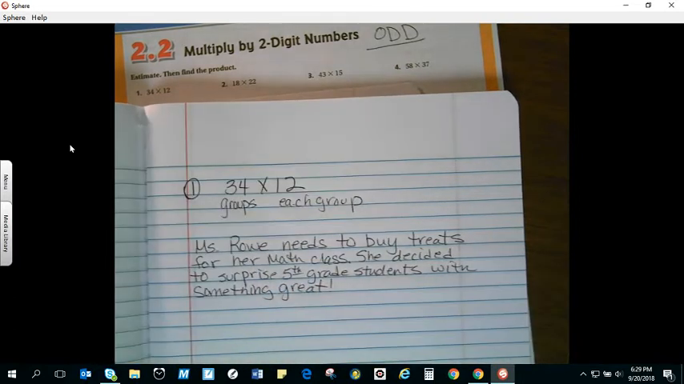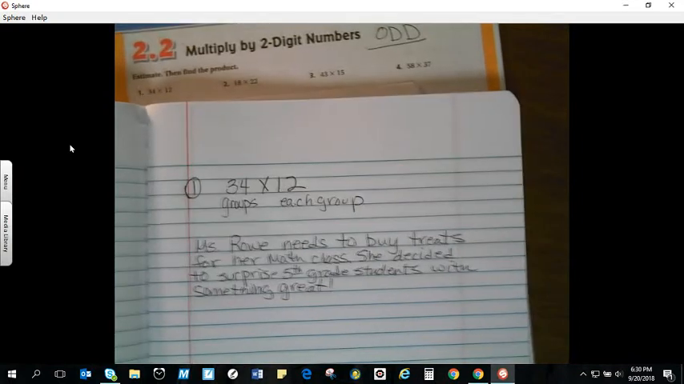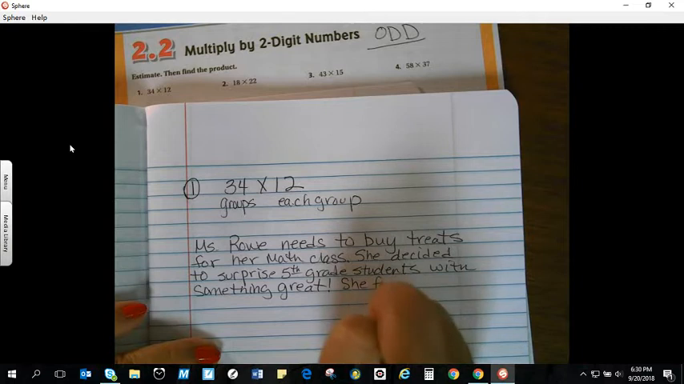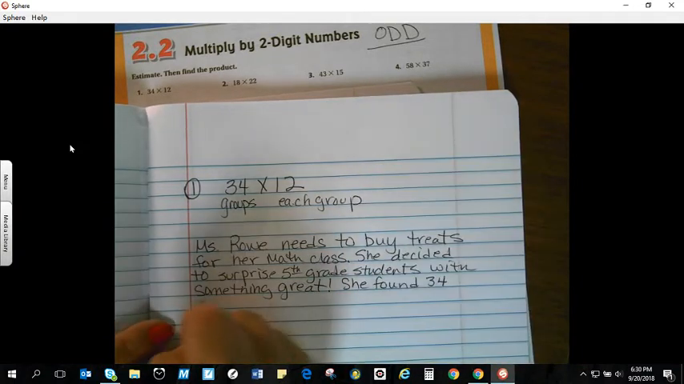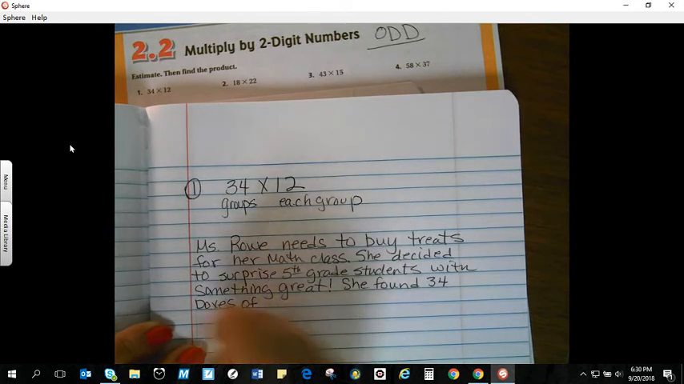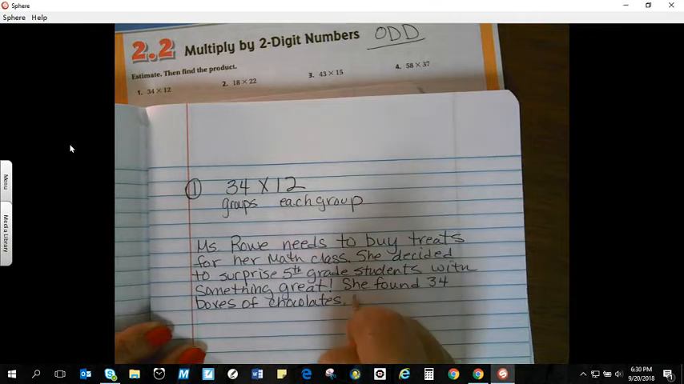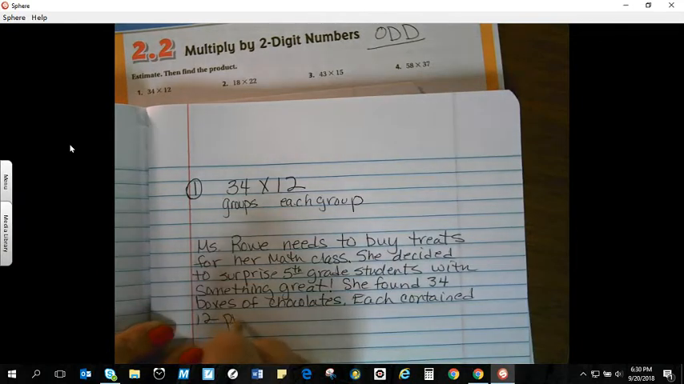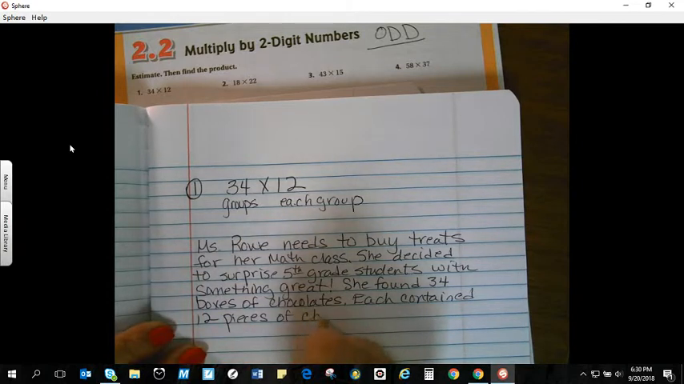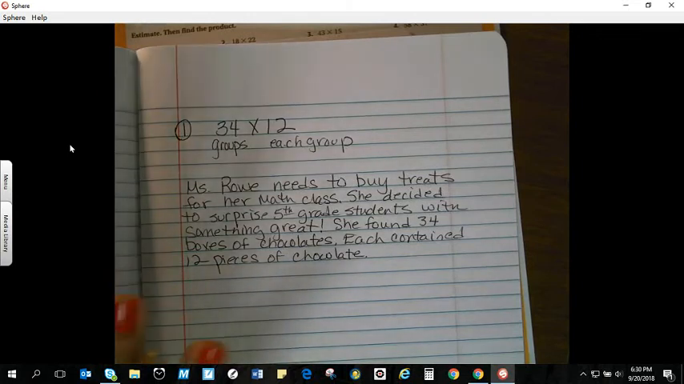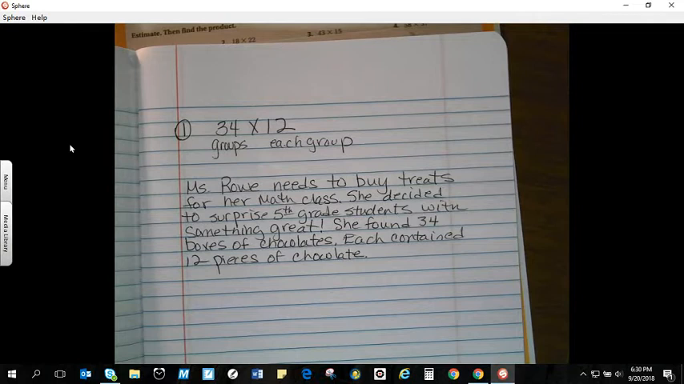Okay, bet you're wondering what I'm going to do. Me too. Just kidding. Okay, so I went to the store and then I ended up finding. She found 34 boxes of, I'm going to just put chocolates. Each box contained 12 pieces of chocolate. I was going to write scrumptious chocolate because it's a vocabulary word, but because of time, I just wanted to write chocolate. Now, this is long and lengthy. I'm doing this just to entertain you this evening, but you can make yours very simple, okay?